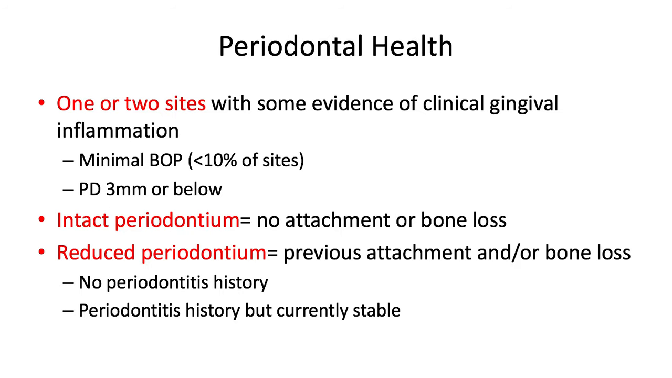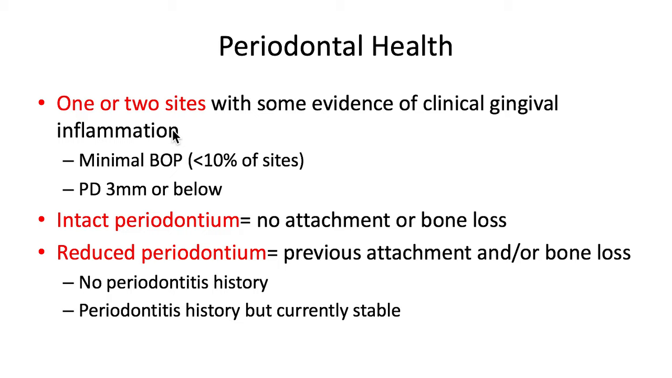The case definition of periodontal health is healthy, soft, and hard tissue surrounding the teeth. That being said, some amount of inflammation is acceptable because, let's face it, no one's perfect. So localized, minimal, and delayed bleeding on probing at isolated sites is hard to avoid and may fall within the spectrum of clinical health. Now, that could be minimal bleeding on probing at less than 10% of sites and probing depths at 3 millimeters or below.